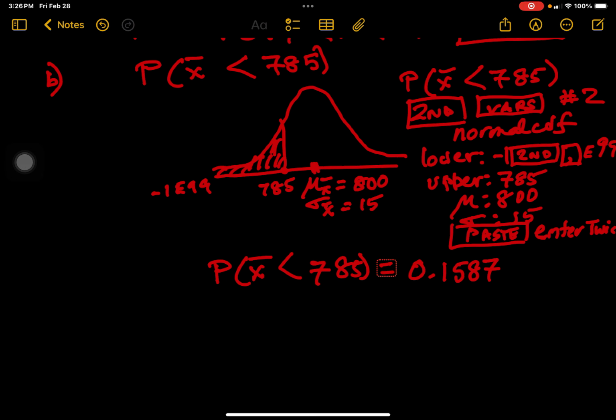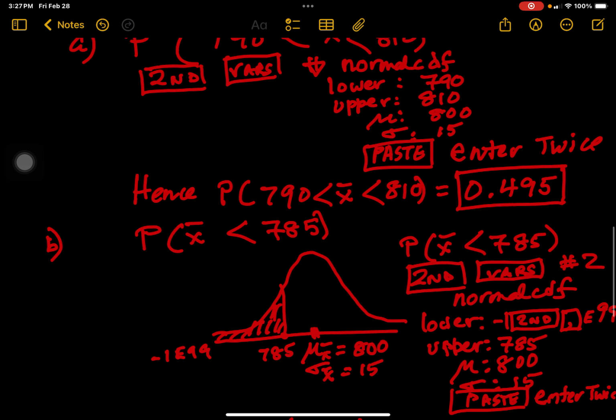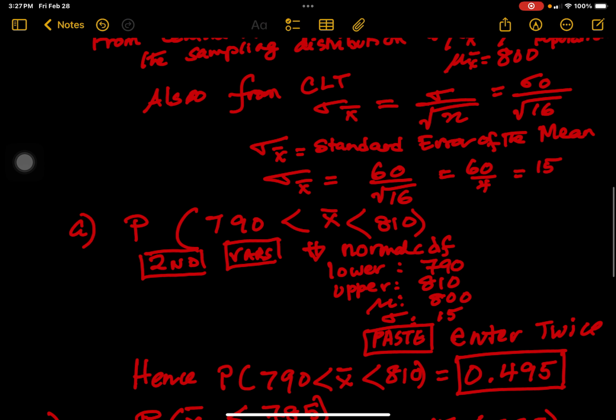The key point to remember here: our calculation in the TI-84 starts from the left boundary, which is a very large negative number, so minus, then 1, then E, which is second, then comma. E stands for exponent. 99 means minus 1 followed by 99 zeros is my lower boundary.